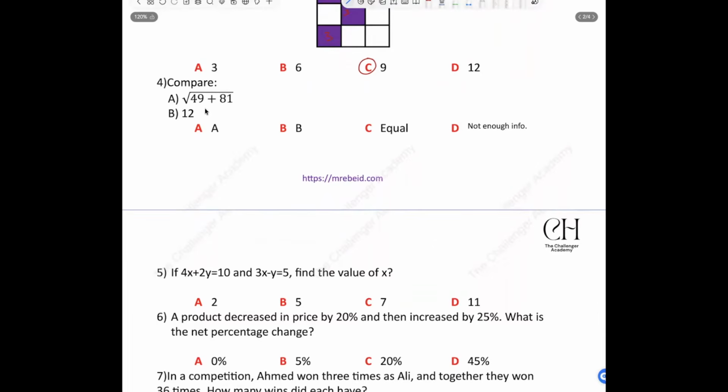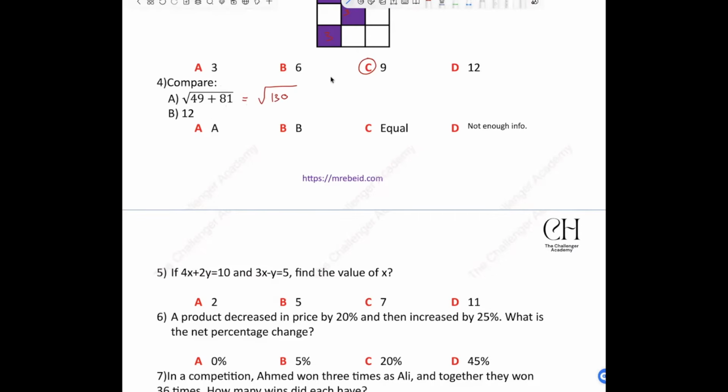Compare the square root of 49 plus 81 and 12. You cannot take the square root directly, but we have to add both numbers. So it will be the square root of: 1 plus 9, it will be 10, 0 and carry 1. 1 plus 8, it will be 9. 9 plus 4, it will be 13.